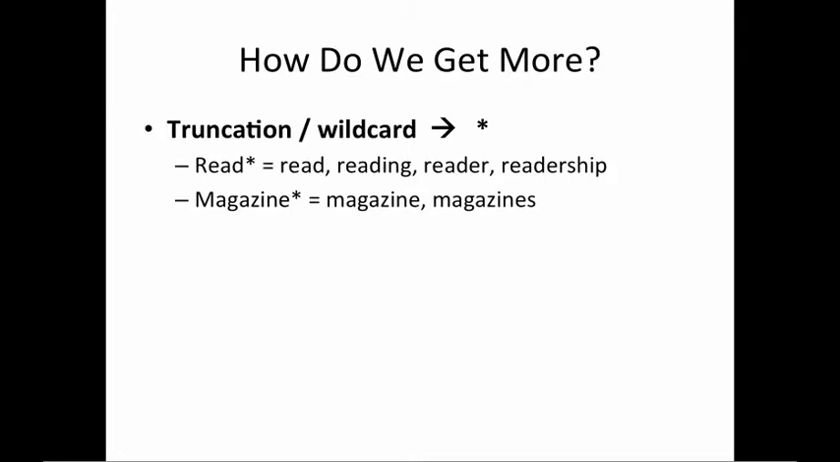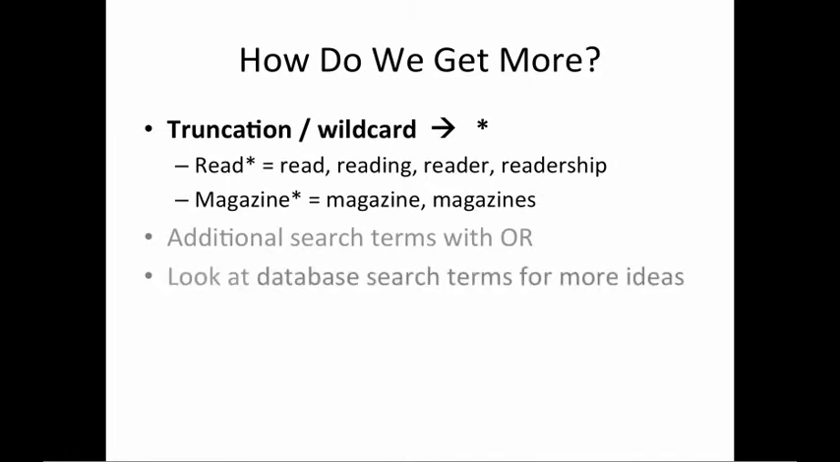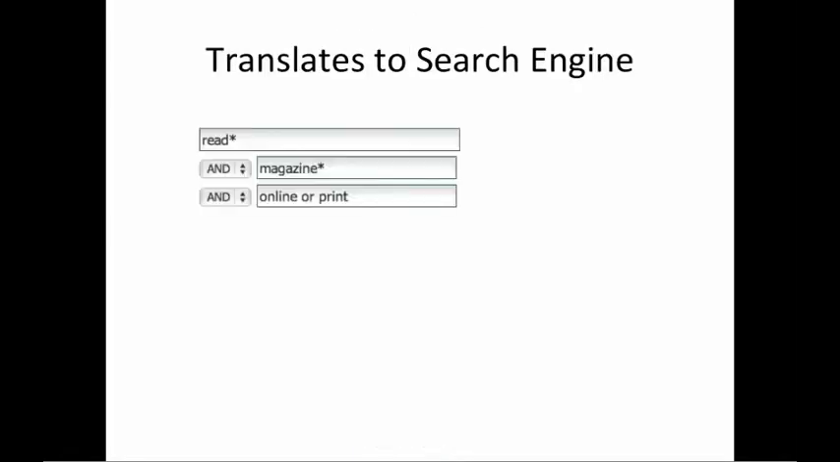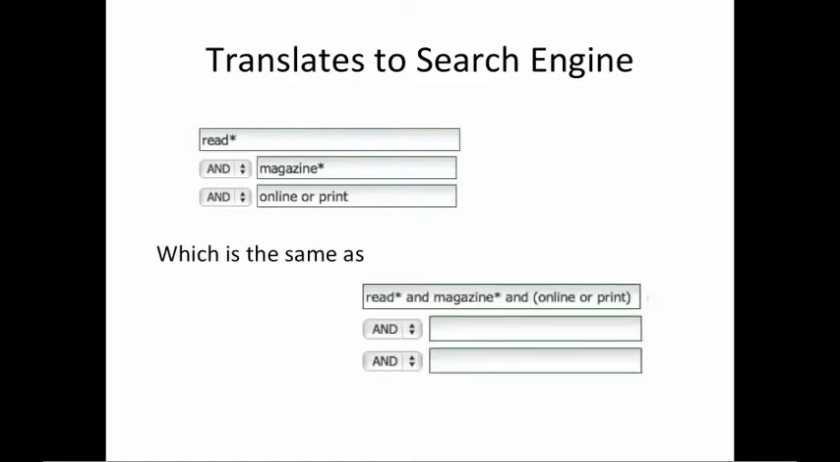We'll start with read and the asterisk. Magazine and the asterisk does the same thing. Later on we'll talk about ORing terms together and looking at database search terms to get more ideas. So here's the Venn diagram with the truncated keywords and how it translates to the search engine.